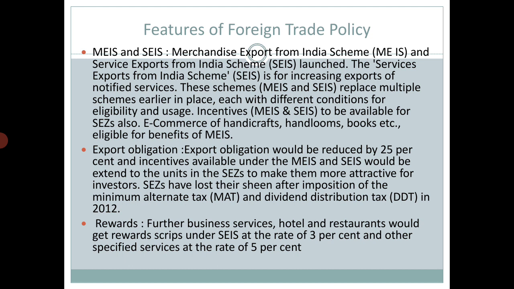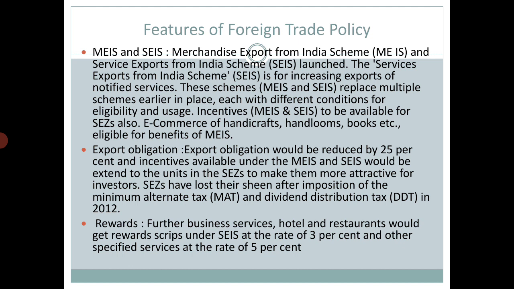Then export obligation will be reduced by 25%, and incentives available under the MEIS and SEIS would be extended to the units in special economic zones to make them more attractive for investors. Special economic zones are also covered by MEIS and SEIS. Why? Because more and more investors should be attracted towards these zones. Then special economic zones had lost their sheen after imposition of the minimum alternative tax, MAT, and dividend distribution tax, DDT, in 2012. They lost their shine after these two taxes.